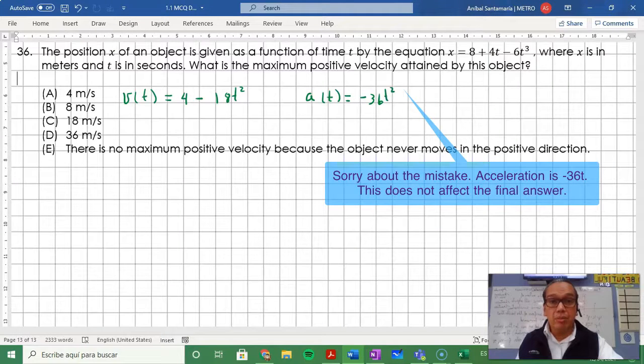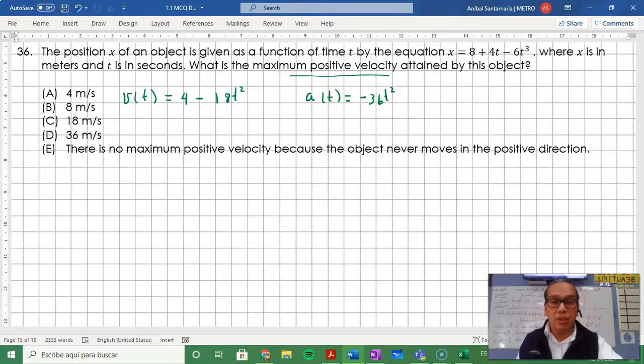Now, the maximum positive velocity will be accounted by the fact that the acceleration is 0. And the acceleration is 0 only if time is 0. At time t equals 0, you get a velocity of 4 meters per second. And so your answer is option A.